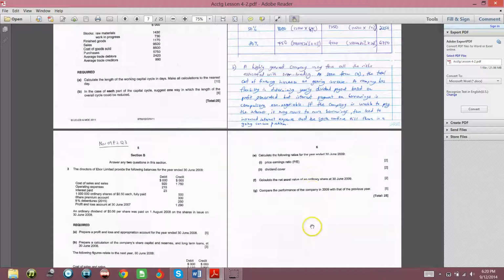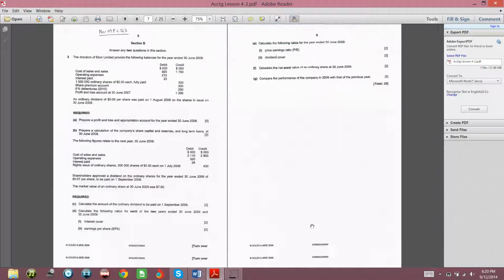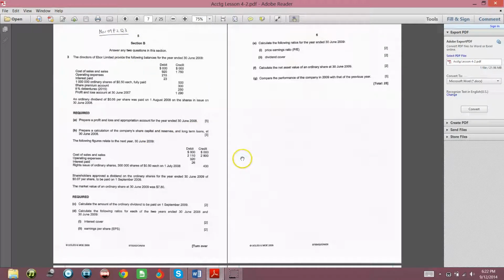Okay, then now we will come to November 09, paper 2, question 3. Get ready. The directors of EBO Limited provide the following balances for the year ended 30 June 2008. Cost of sales and interest paid. 1 million ordinary shares at 50 cents each fully paid. So 1 million ordinary shares at 50 cents is the par value. The value will be 500,000. Share premium, 8% debenture.